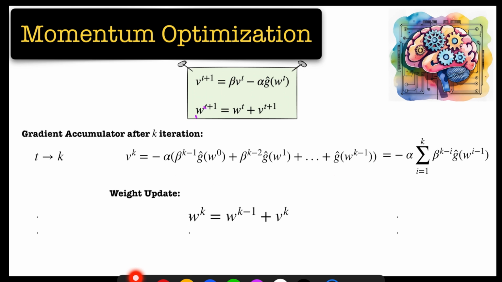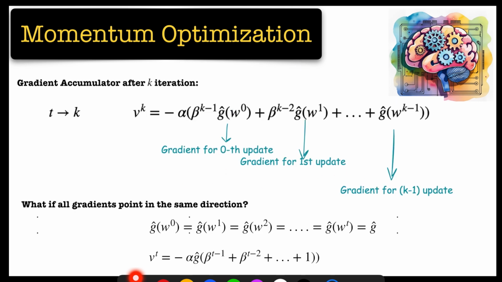Now let's see what we can find from this equation. Here, G hat W0 is the gradient for the 0th update, G hat W1 is the gradient for the first update, and G hat Wk minus 1 is the gradient for the k minus 1 update. That is clear. Now let's say all these gradients point in the same direction, so G hat W0 equals G hat W1 equals G hat W2, and all these gradients are the same. So let's write it simply as G hat.